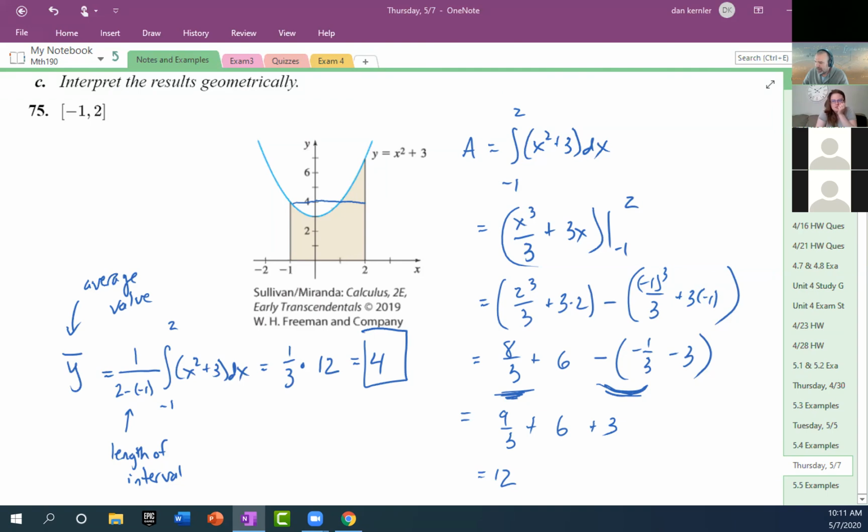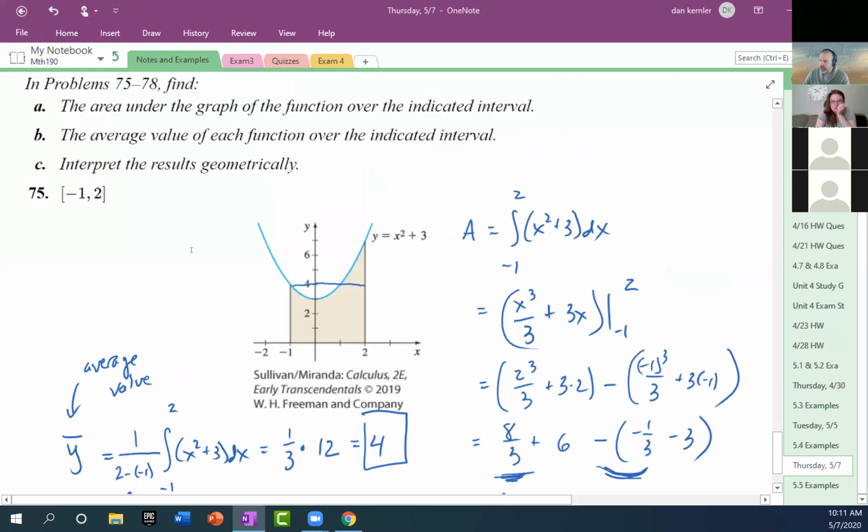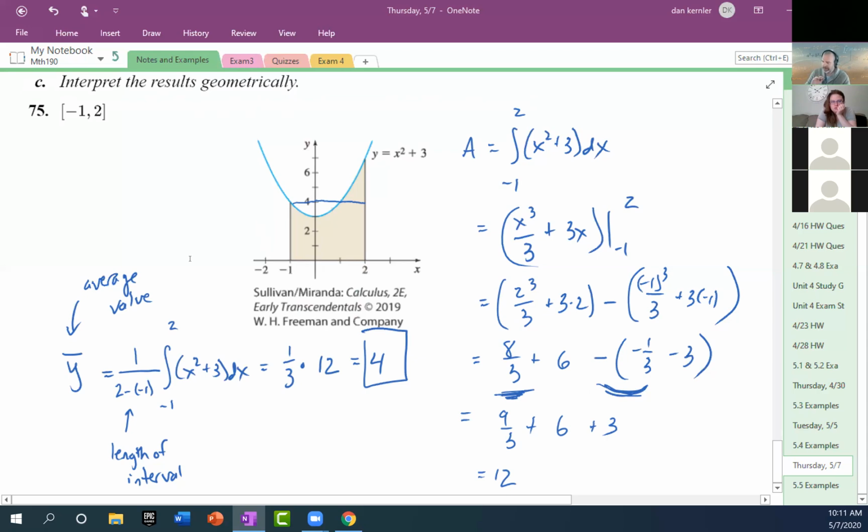So now the question though is interpret the results geometrically. So here's what this average value means. It means if I drew a rectangle under 4, it would give me the exact same area as the integral. And in fact, the area equals the width is 3, the height is 4, and you get 12. So that's part C.